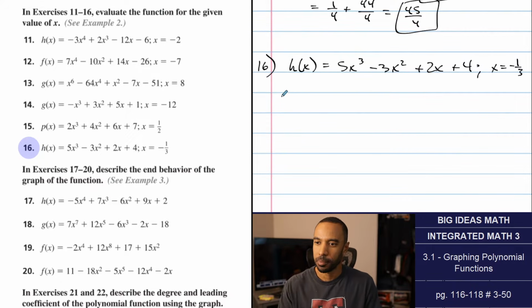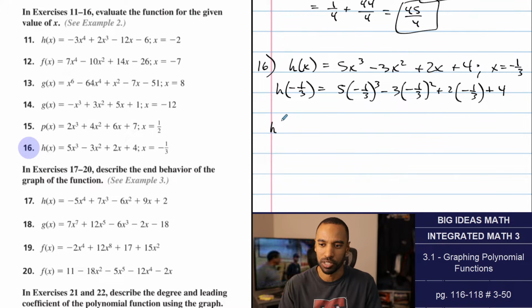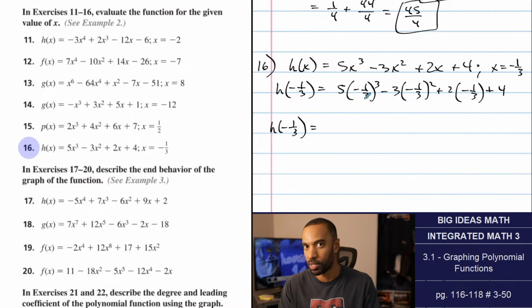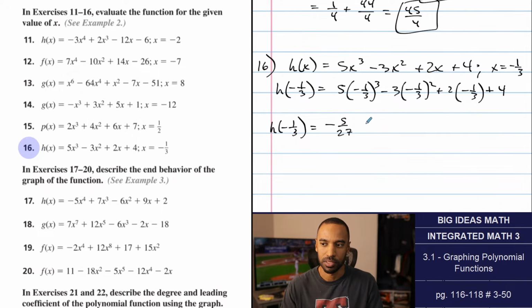All right. Negative 1/3. Okay. They're going there. 5 times negative 1/3 cubed minus 3 times negative 1/3 squared plus 2 times negative 1/3 plus 4. I think this time it's inevitable that we're going to have to deal with some fractions. We'll see what they do with them. Negative 1/3 cubed is negative 1 over 27. 5 times that is negative 5 over 27. Negative 1/3 squared is 1/9. Negative 3 times 1/9 is negative 3/9. Negative 3/9 is negative 1/3.